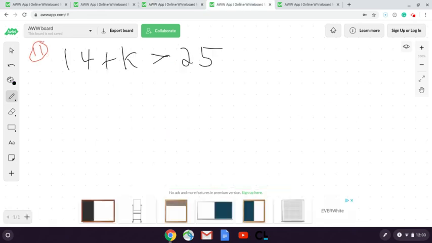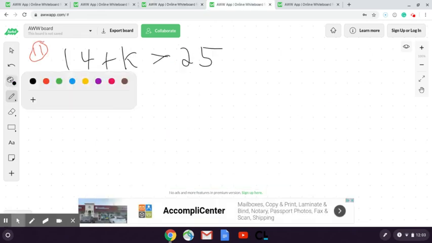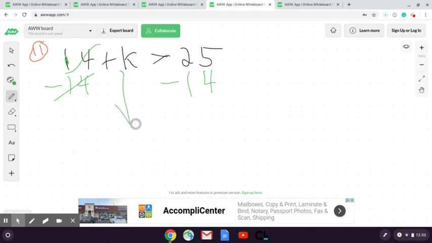Okay, and then the last one, number 11. You need to get rid of this 14 here. So you minus 14 on the left, minus 14 on the right. These 14's cancel. You're left with k is greater than, and then you have 25 and a negative 14. So you subtract 25 minus 14 is 11.